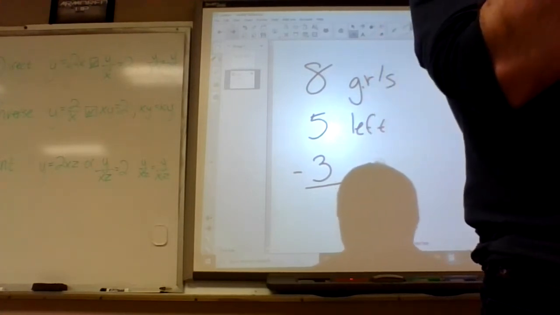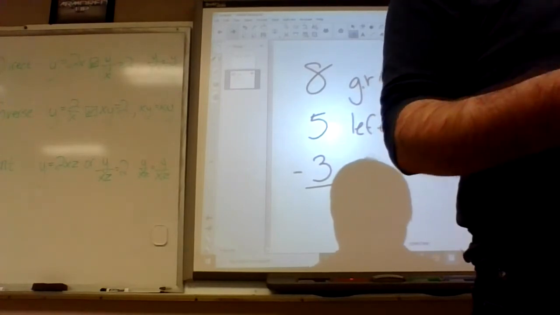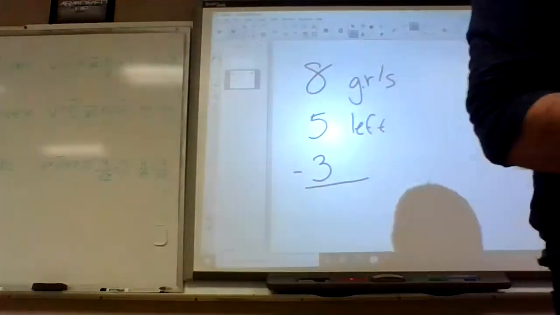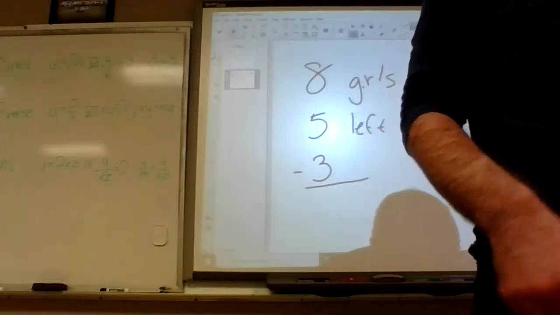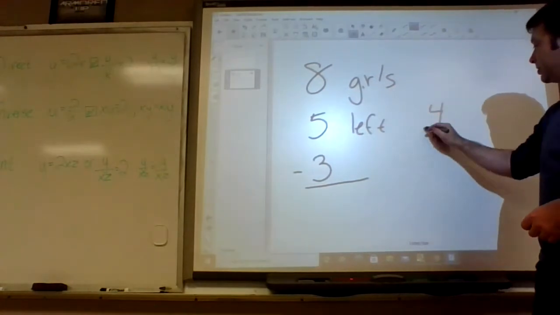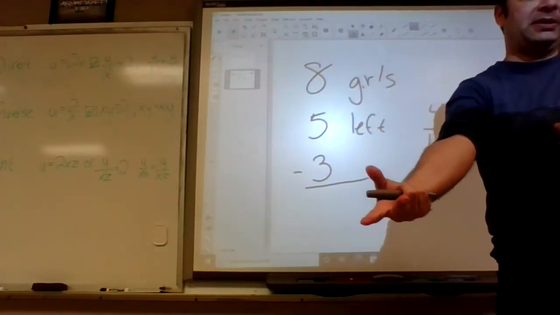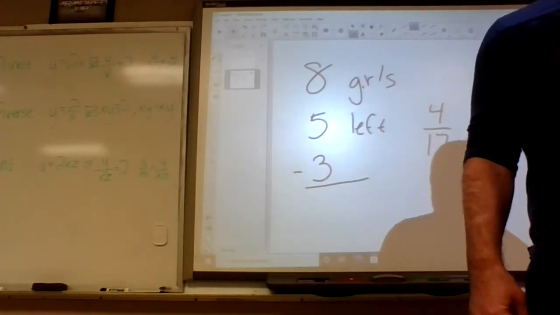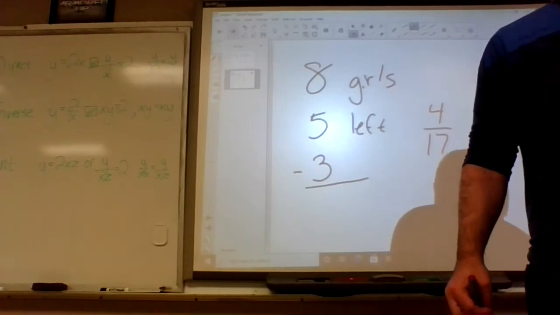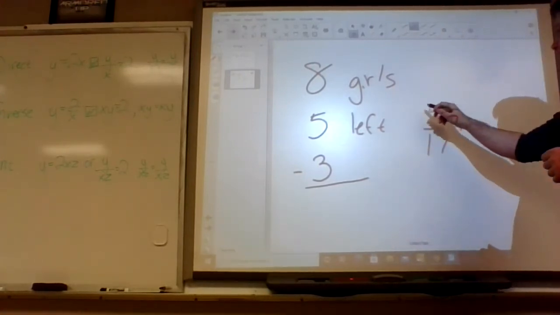Probability of green followed by yellow: this will be kind of easy. What's the probability of getting a green? 4 over 17. And what's the probability of getting a yellow? The ball is replaced, so we put it back and it's 17 balls again. What's the probability of getting a yellow after that? 8 over 17.